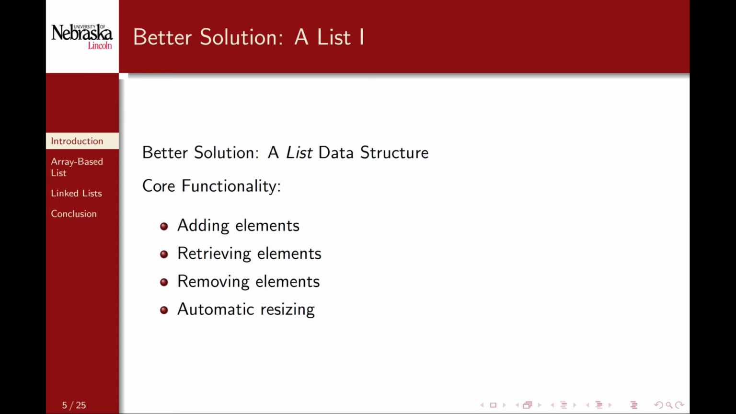A better solution is to use a list data structure that encapsulates all of these details inside the data structure itself. The basic functionality that a list provides is the ability to add elements, retrieve elements, and remove elements in some manner. The details of how each one of these basic operations are achieved are encapsulated in the list data structure, which includes automatically resizing the list's capacity as needed. This allows us to simply use the list data structure in an abstract manner without having to worry about all the details.